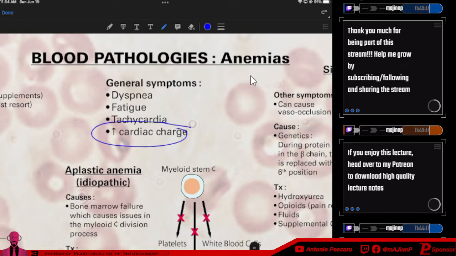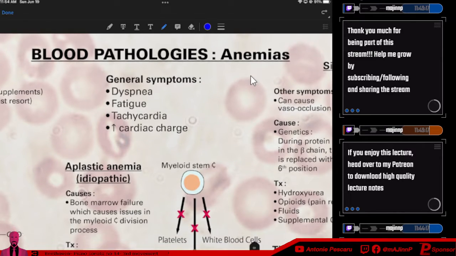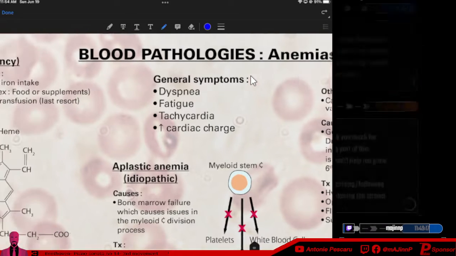And finally, an increase of cardiac charge. Because of that, the heart begins pumping a lot faster because it wants to deliver that oxygen that's missing throughout the body, logically, when that happens. So these are a few of the general symptoms.